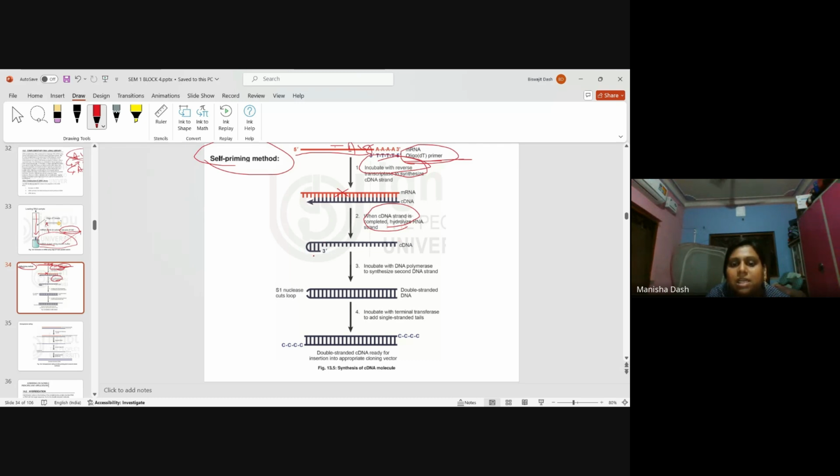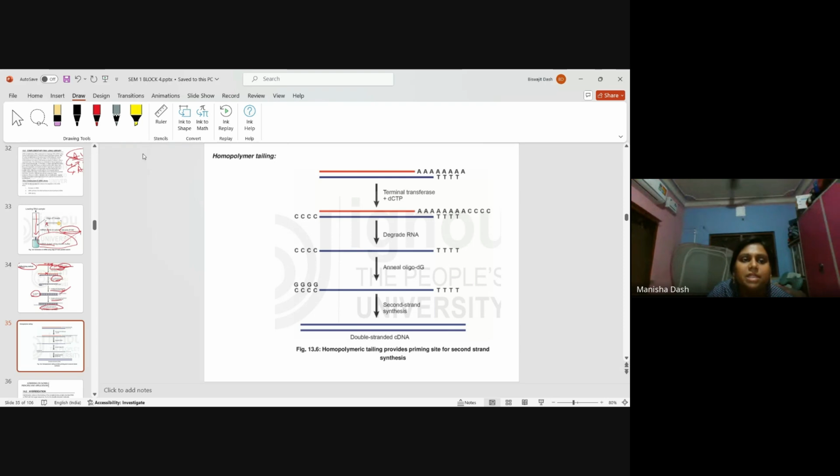Now the cDNA can use itself as a primer to synthesize the other strand. So incubate it with DNA polymerase to synthesize the second strand of the DNA. Then you can use the S1 endonuclease to cut the loop, and you will have the double stranded DNA. Again you can incubate it with terminal transferase to add single stranded tails like this. So the double stranded complementary DNA is ready for insertion into appropriate cloning vectors.